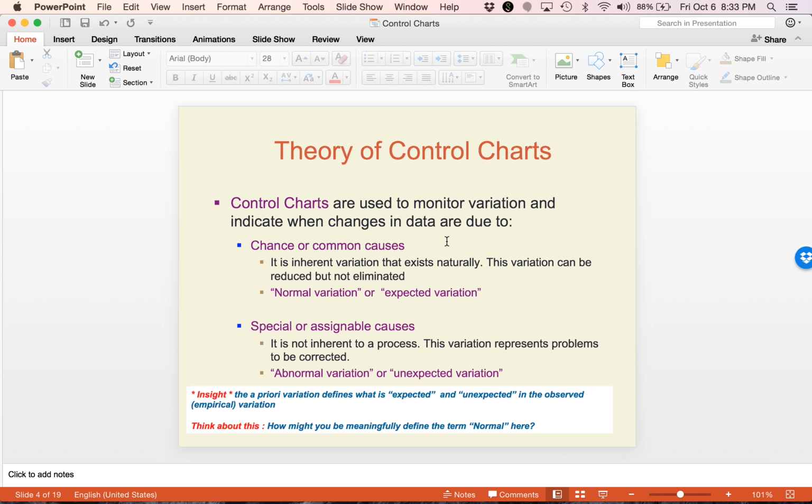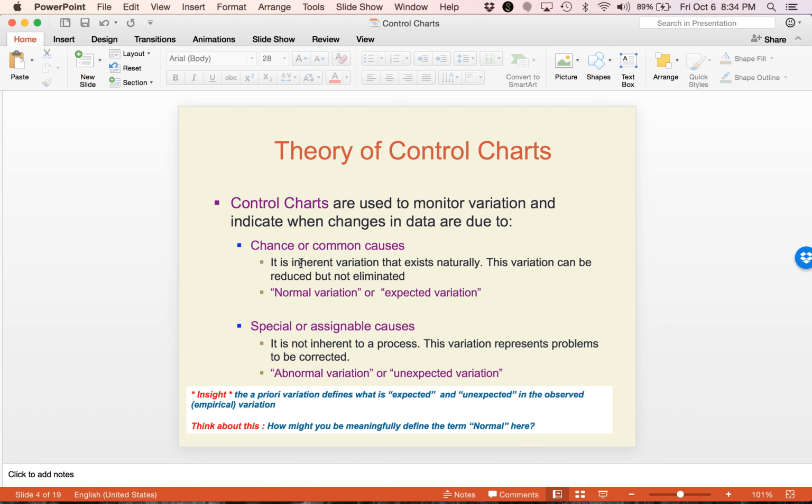The other kind of variability that you might see is due to special or assignable causes. These are things that are not necessarily inherent to the process, and they generally indicate a problem or area of improvement, and we might call that abnormal variation, unexpected variation. So when we see something in our process that's unexpected or abnormal, that could be an indicator of a particular special cause or assignable cause.